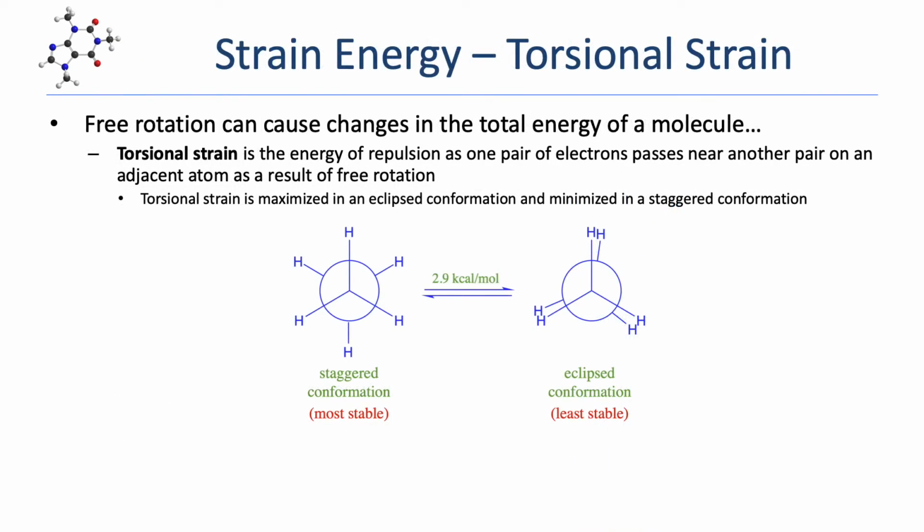So we said that free rotation is called free rotation because it doesn't change the amount of overlap between the orbitals in the bond that's being rotated. So it's free in terms of bond energy. But it's not free in terms of total energy. Free rotation can actually cause changes in the total energy of a molecule due to various forms of strain. The first type of strain we're going to look at is torsional strain. Torsional strain is the energy of repulsion as one pair of electrons passes near another pair on an adjacent atom as the result of free rotation.